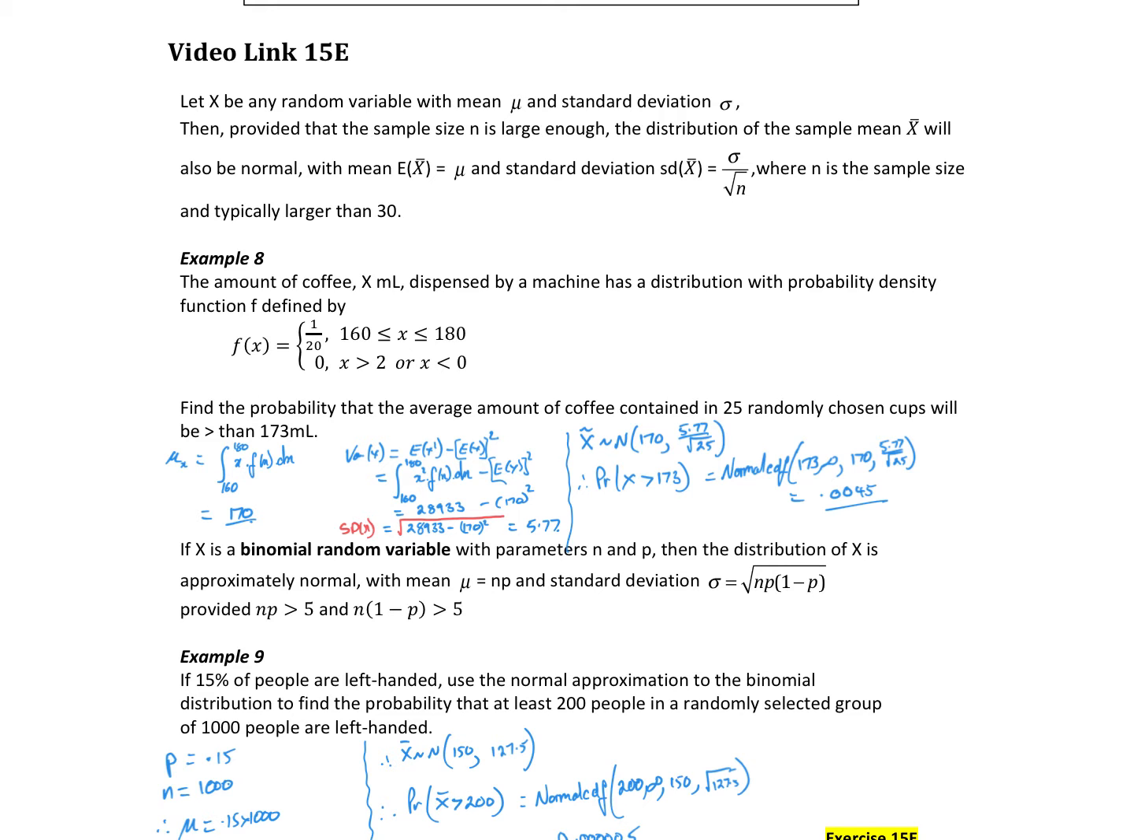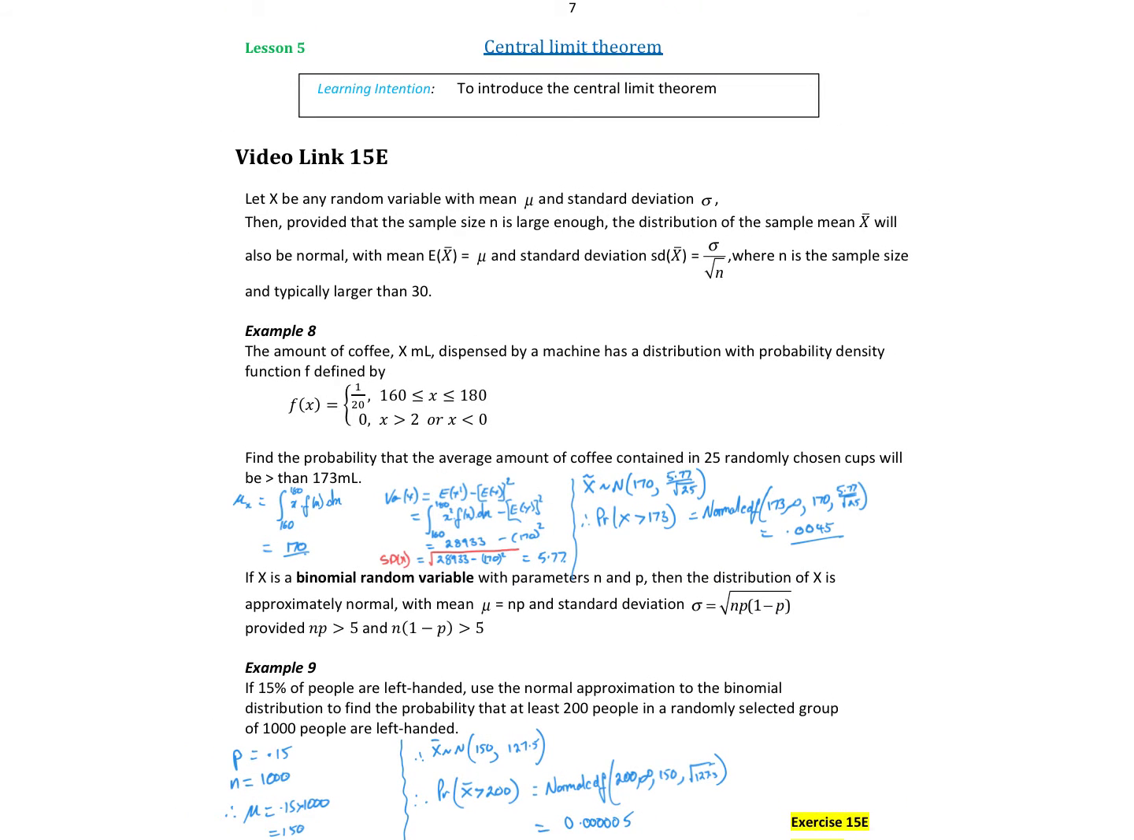All right, so now we can extend this. What our central limit theorem says is that it doesn't just have to be a normally distributed random variable. It can be any random variable, okay? If any random variable has a mean mu and a standard deviation sigma, so it could be discrete, it could be continuous, okay? Well then, if the sample size is large enough, then the sample mean from that distribution will also be normally distributed, all right?